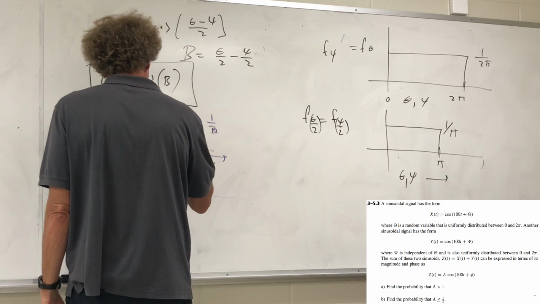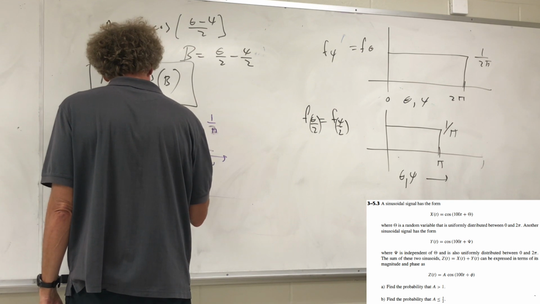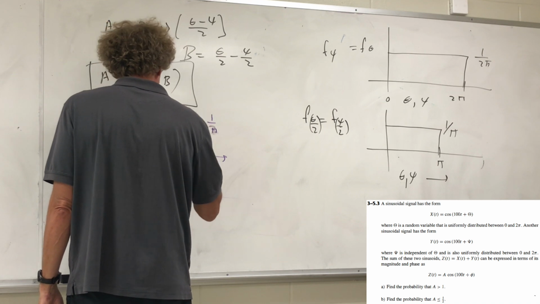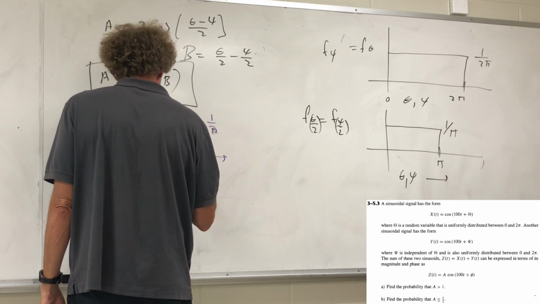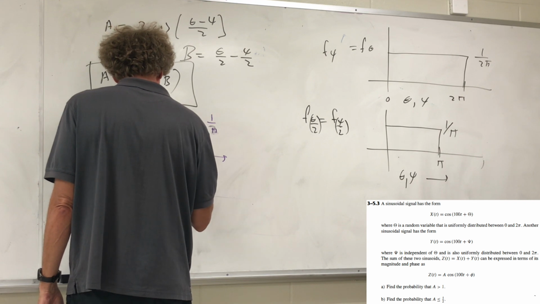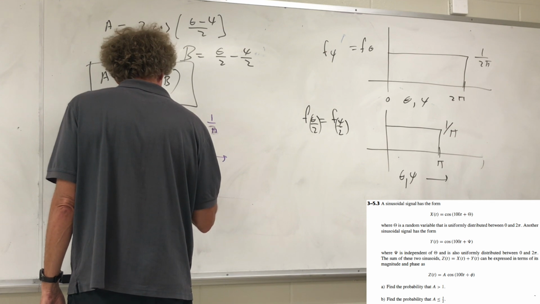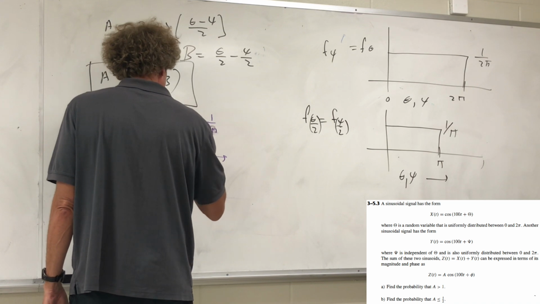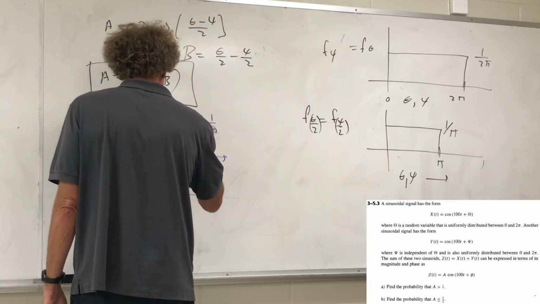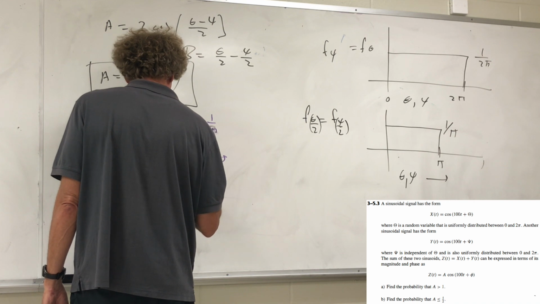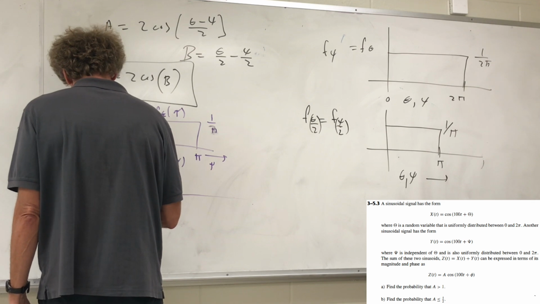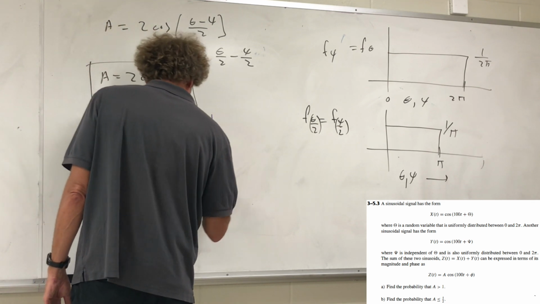I'll call this f of theta over 2, and this is f of psi over 2, but now the argument is going to be tau, and this is y minus tau here. This point is going to be y, and this is going to be y minus pi at the lower end, and you're integrating through.